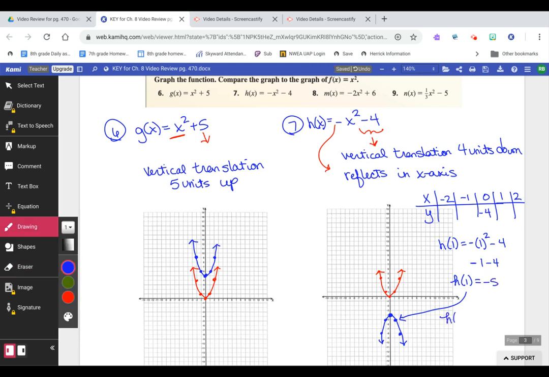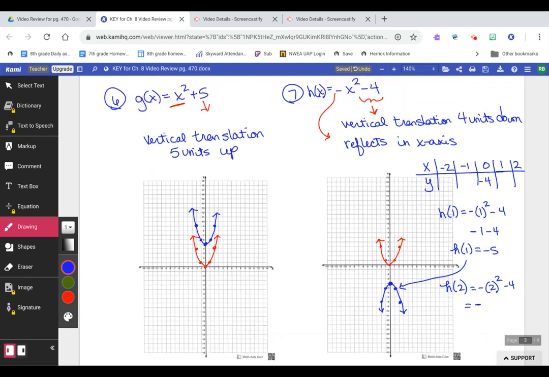If you did h of 2, negative, and then 2 squared minus 4. So bring down the negative sign, and then 2 squared is 4, minus 4, negative 4 minus 4 is negative 8. So when x is 2, y is negative 8, and that's what you have right there. And then it would be the same thing. If this is negative 5, this is negative 5. If this is negative 8, on the other side for x is negative 2, it would be negative 8.